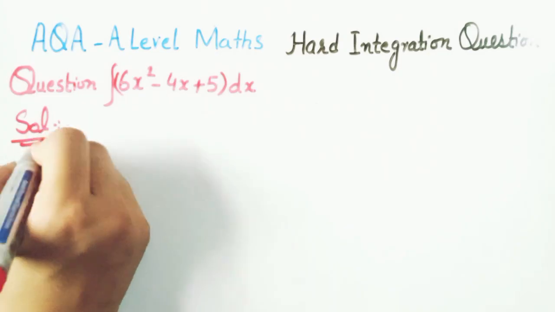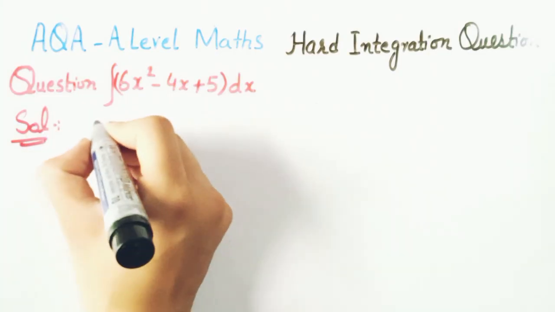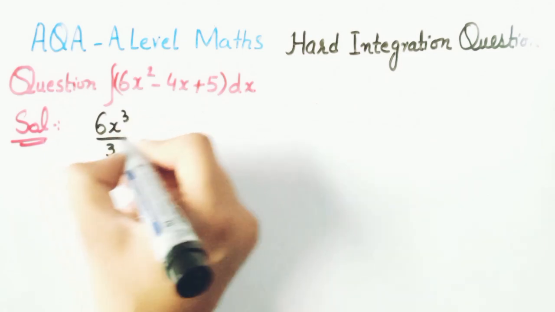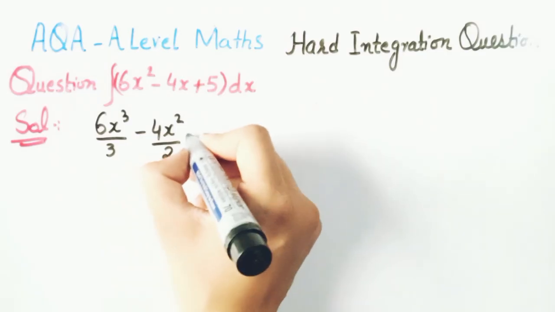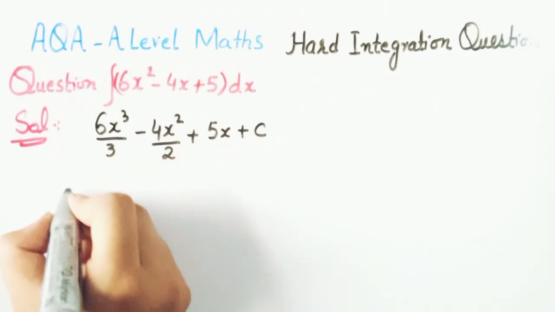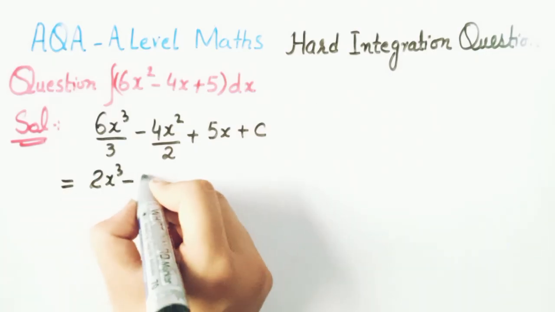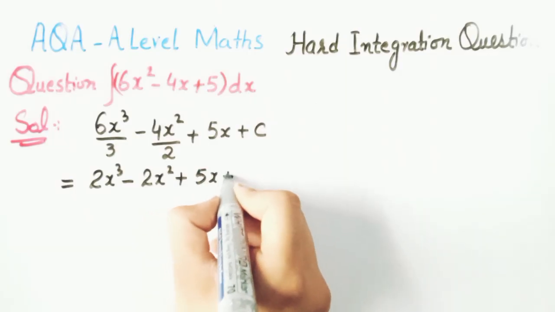So we will solve this. First of all, we will integrate the first term. It will become 6x³ divided by 3, minus 4 times x² divided by 2, plus 5 times x, plus c. So this will equal 2x³ − 2x² + 5x + c.